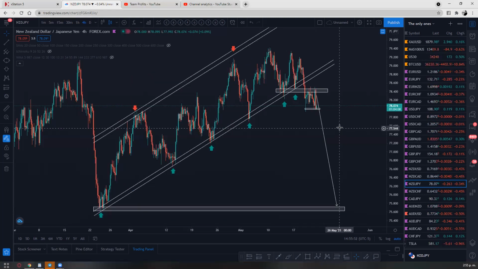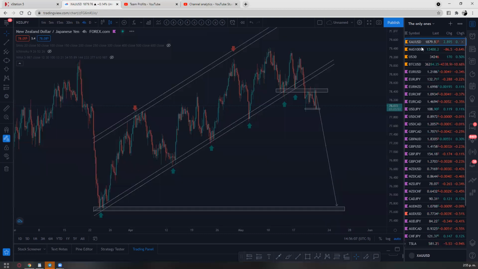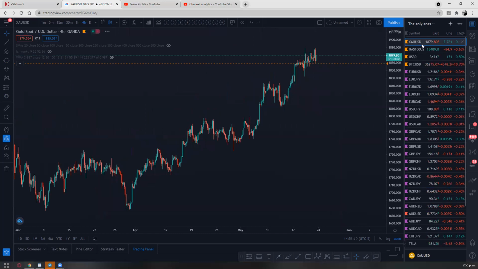So I turned out to be a scalper, basically. I don't like to hold trades for long. The only trades I hold for long are gold. I'm holding a couple of entries with gold for a longer time, but not pairs. No, I don't like that.